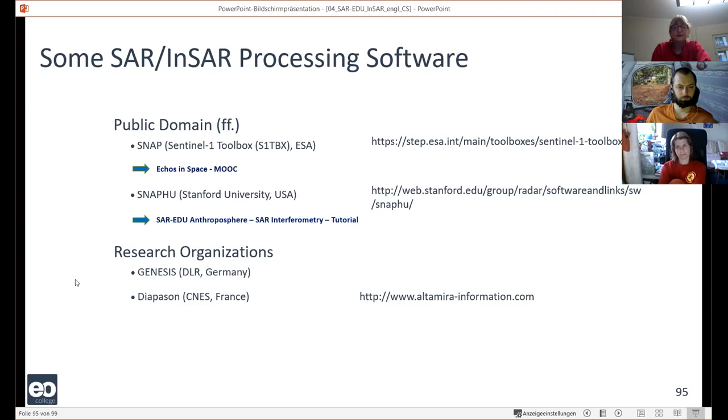And then there are research organizations like DLR, which has their own systems, Genesis, and CNES has Diapason. But they are not publicly available. They are only available to members of these research organizations. DLR is really leading edge. They are developers of the TanDEM-X idea and implementation. And this is probably worldwide the best processing system, to my knowledge. But again, you can only access it if you are a DLR member.